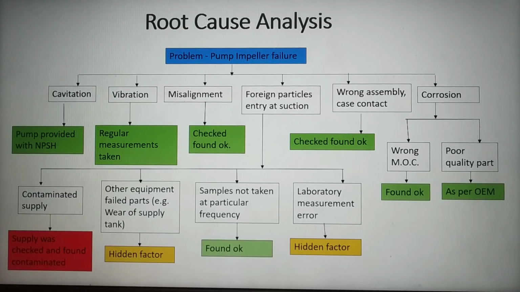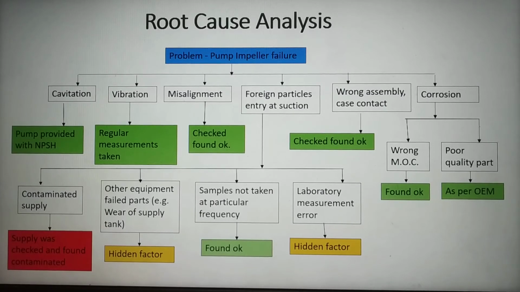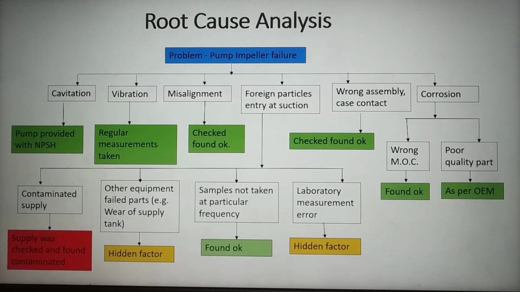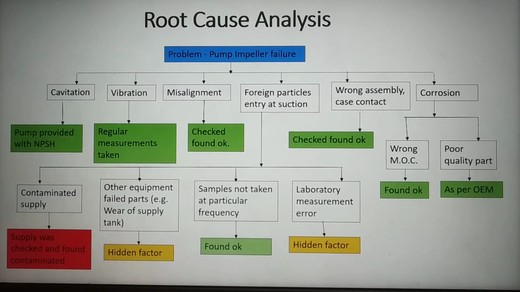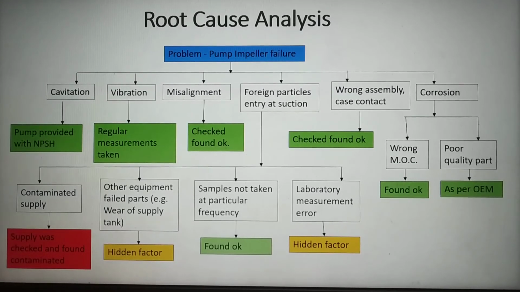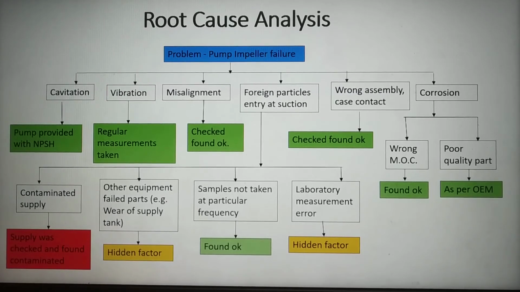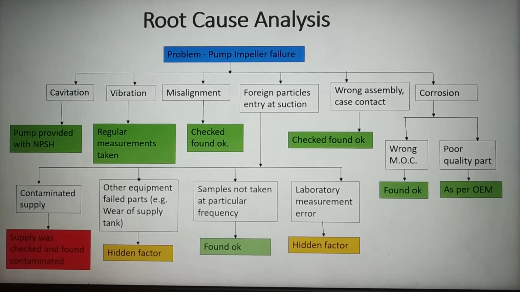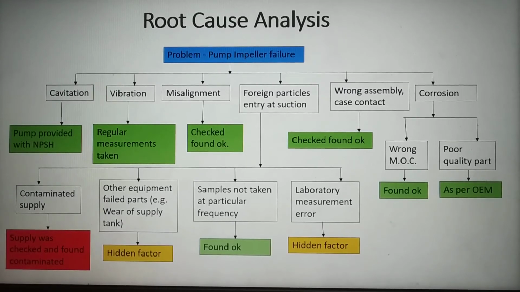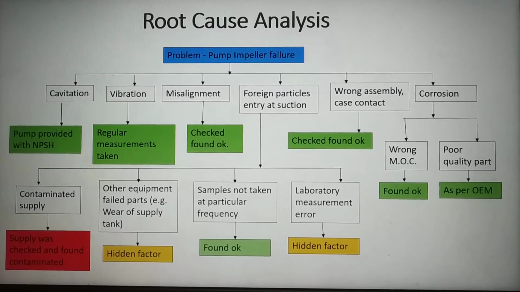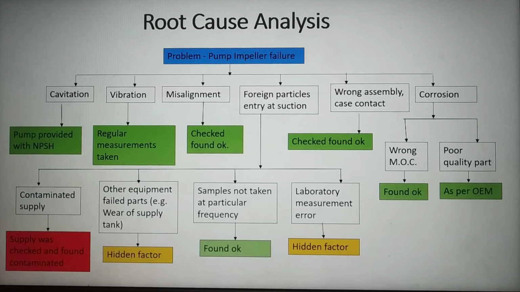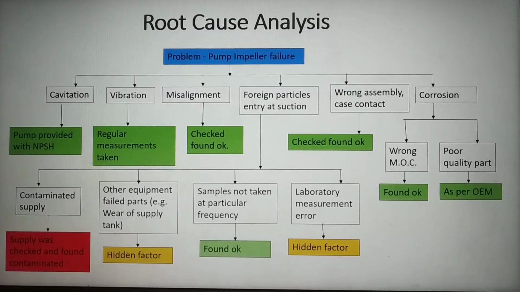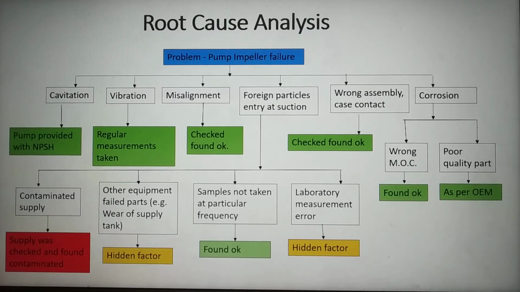Move to the next. Samples not taken at particular frequency. So we have checked this and this was found okay. Next, laboratory measurement error. This is also a hidden factor, because the person who is going to take the measurement can have some fault, that is, human error can happen, so we are not able to measure it. So this is a hidden factor. So let's move to another reason, that is wrong assembly or case contact. This is also checked and found okay.